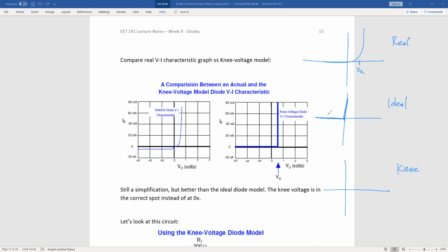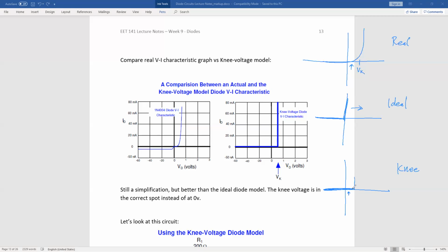So it's fine for the reverse bias region in this area here, but it doesn't really match up for the forward bias region for our real model. But then we just take this and shift it over a bit with the knee voltage model. So we still have our reverse bias region here. And then we're starting to get into forward bias in this area right here, but we don't have a sufficient voltage applied to actually have current flow. So that's kind of like this area right here.